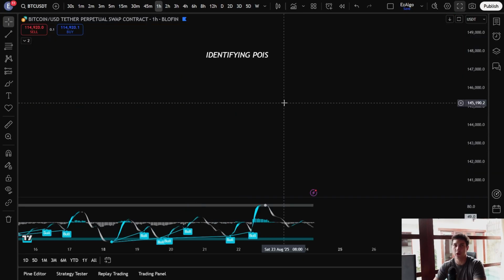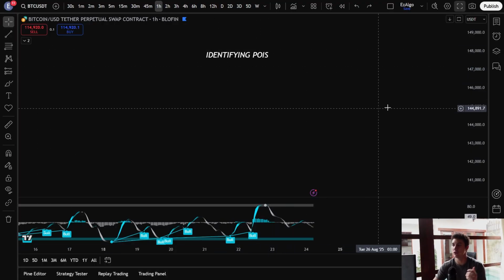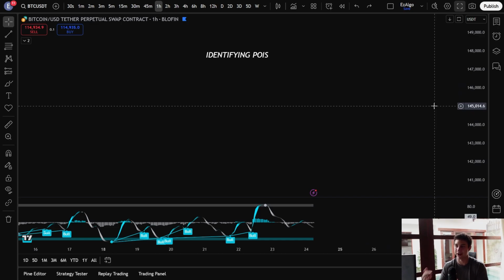Stage number 1, before you do anything else, you guys need to identify your key point of interest, okay? If you don't have a point of interest or an area of interest on your chart, then there is a 0% chance that you will become a profitable trader, okay? An area of interest or a point of interest on your chart is the level that you are looking for price to react from, that there is a high likelihood that price will react from, okay?